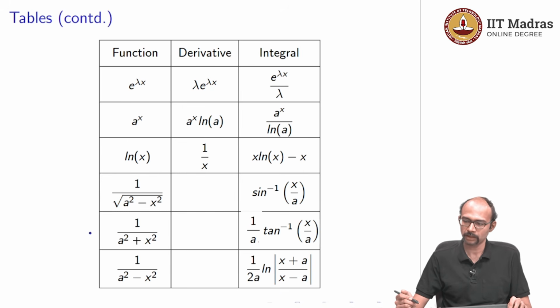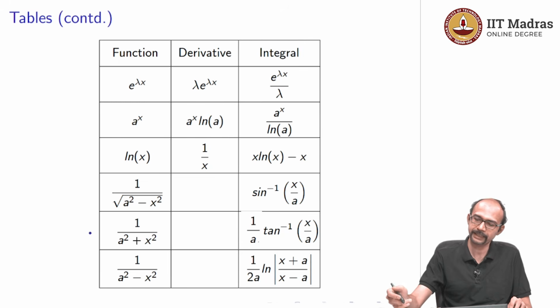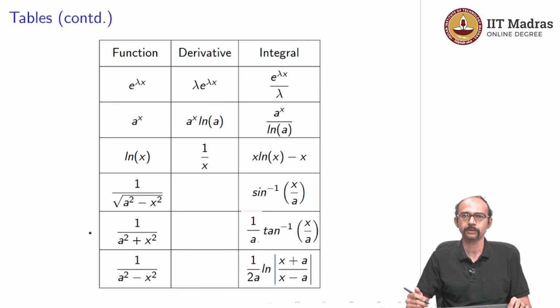To continue, let's look at the exponentials and the logarithms. If you have the function e to the power lambda x, a very important function, then its derivative is lambda times e to the power lambda x, and its integral is e to the power lambda x divided by lambda. How did I get that? Differentiate it and see what you get. Some of these antiderivatives are just obtained by observation of what the derivative function is. If you have a to the power x, then the derivative is a to the power x times log of a. Here a is of course positive, and its integral is a to the power x divided by log of a.